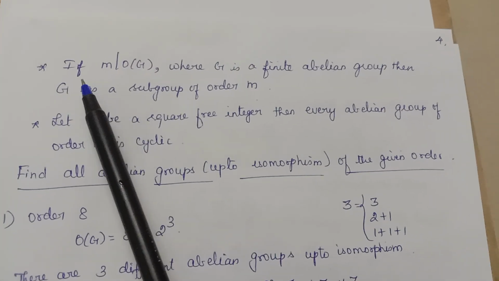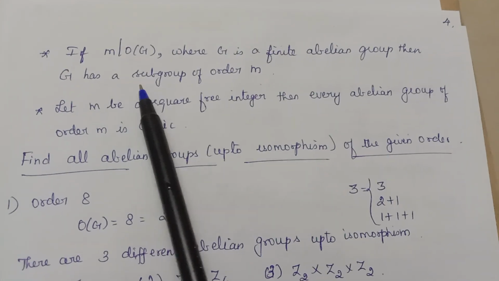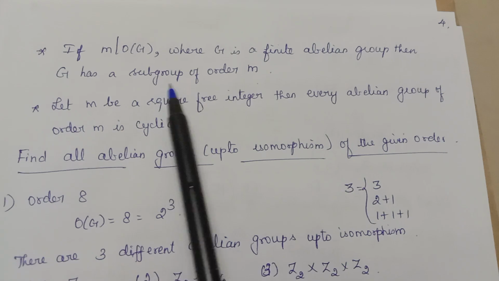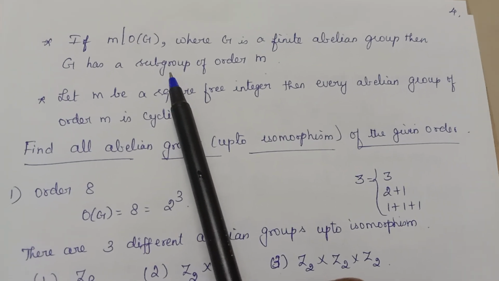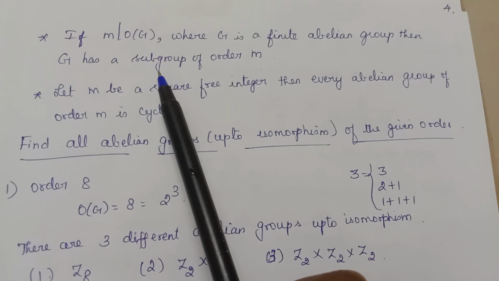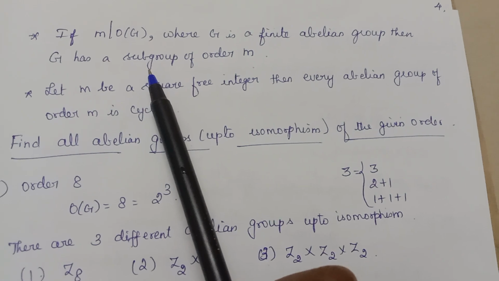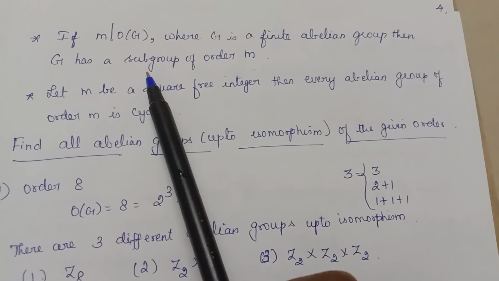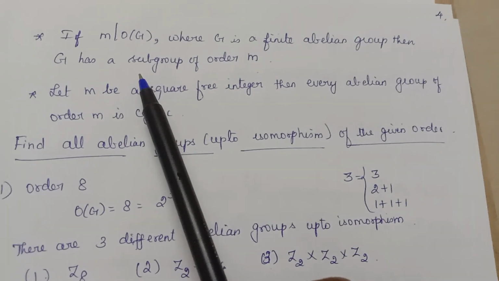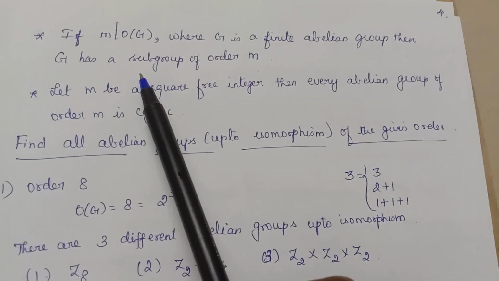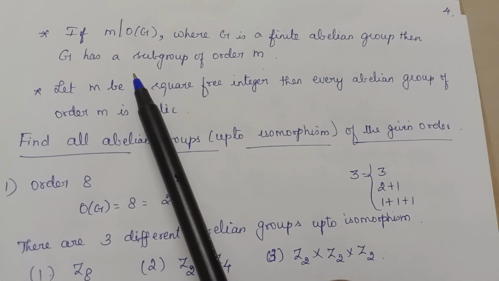See, if M divides the order of G and G is a finite abelian group, then G has a subgroup of order M. This you can consider as a converse of Lagrange's theorem. The famous Lagrange's theorem in group theory, what does it say? If you have a group, then the order of any subgroup divides the order of the group. But the converse is not true there. That is, the order of any subgroup divides the order of the group, but what is the converse? If a number divides the order of the group, the group may not have a subgroup of the given order.